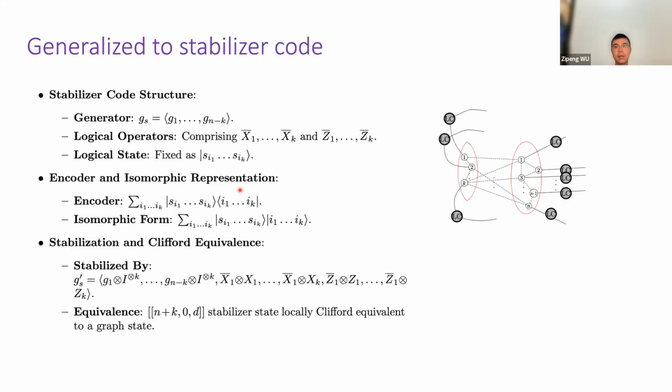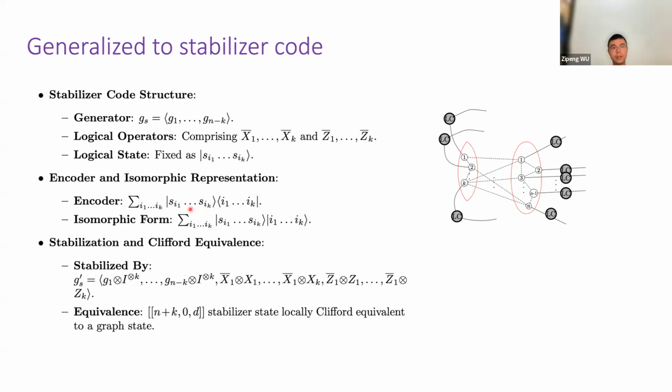Okay, so this diagram can be readily generalized to an arbitrary stabilizer code. So consider an [[n,k,d]] stabilizer code. Its stabilizer generator has n minus k elements. For the encoder, we have already fixed the input and the logical states. Therefore, the logical operators are also fixed. So the encoding circuit can be written as this linear operator. It encodes the computational basis into the logical space.